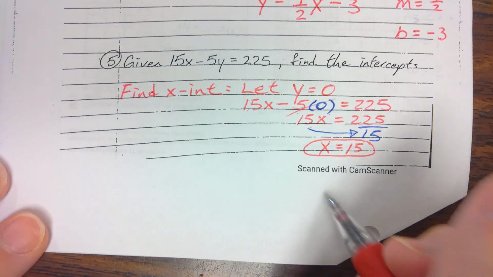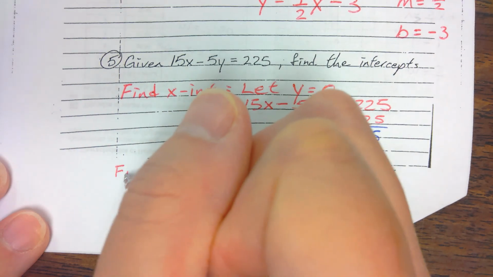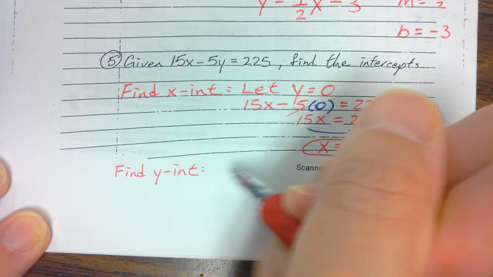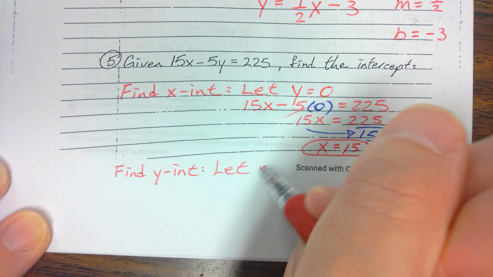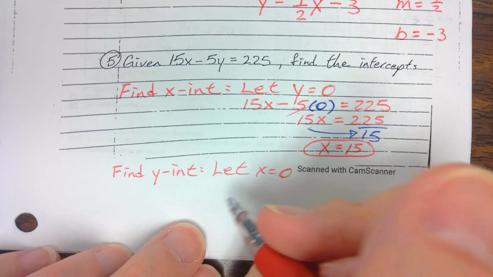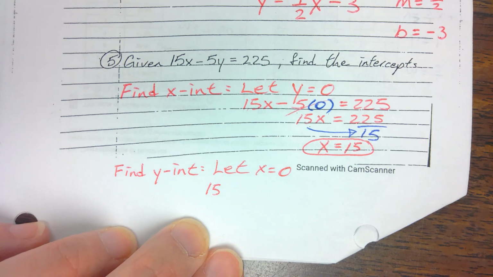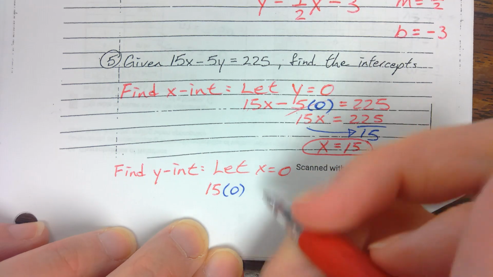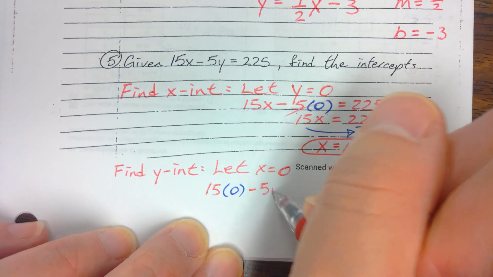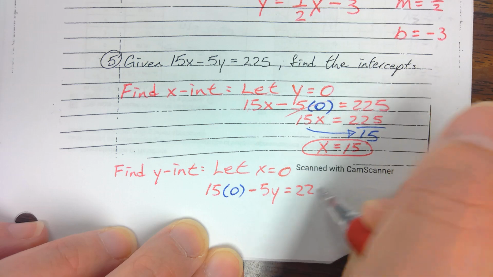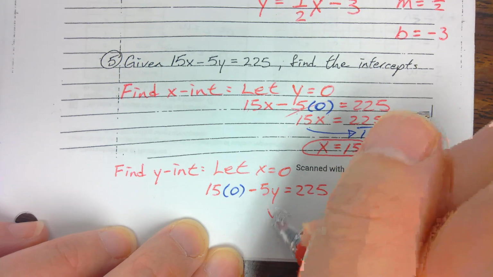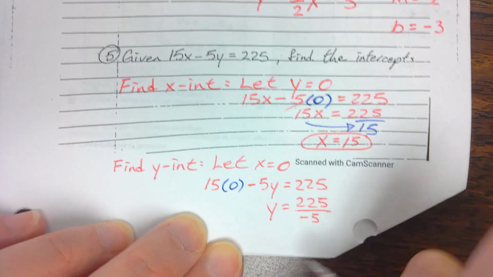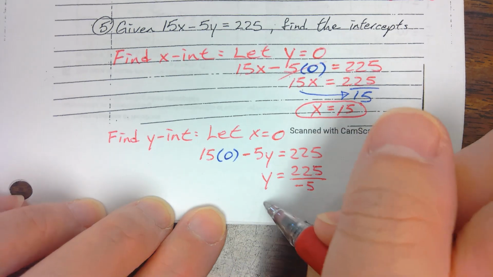So Elisa, to find the y-intercept, what would I have to do? You have to make the x equal 0. Right. So do the opposite. Let x equal 0. So 15 times 0. On the test, you don't have to write out every single line. I'm just showing it because we're reviewing. So y equals 225 divided by -5, because when we move that -5 over.